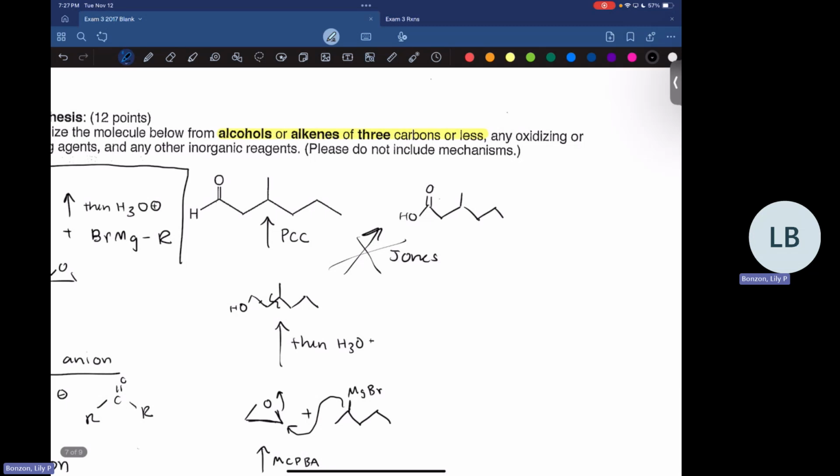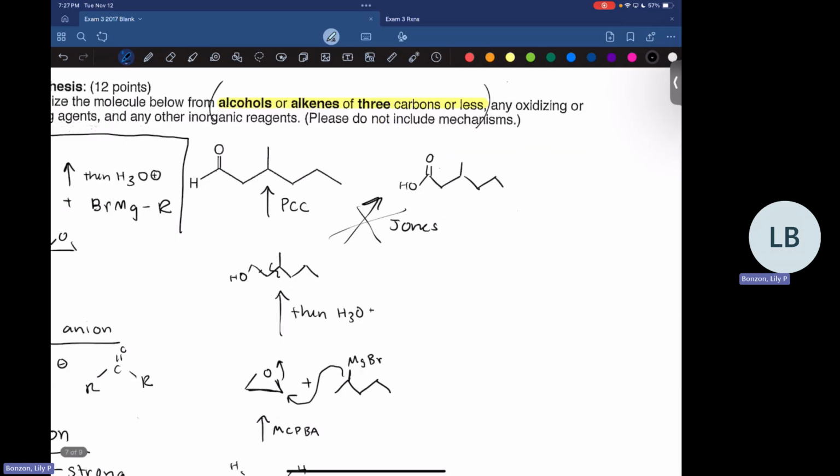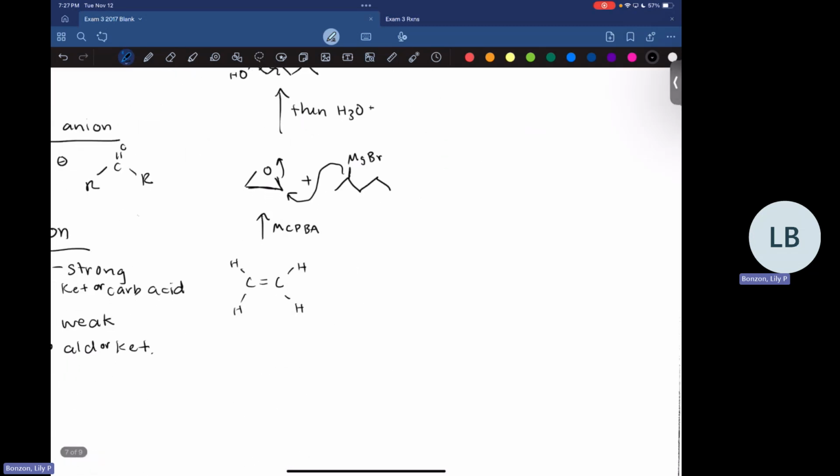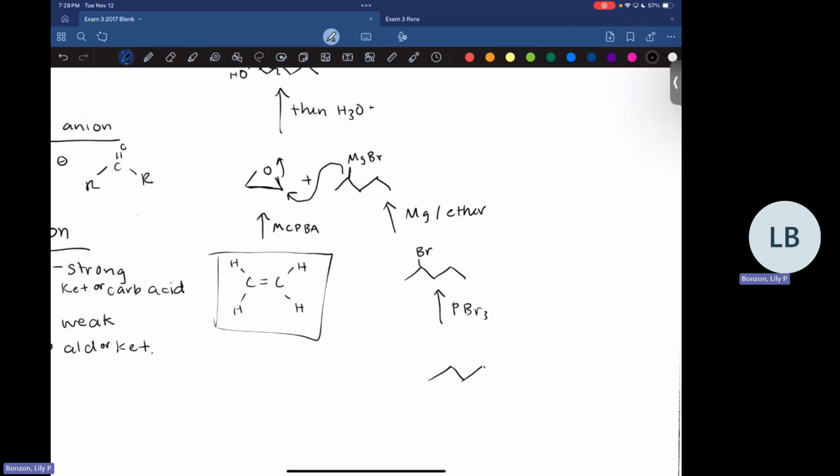And I probably should have looked at this at the start, but remember, look at your instructions. Alcohol has alkynes of 3 carbons or less, so this is a 2-carbon alkyne, or sorry, alkene. So this one's good to go. Then for our MgBr, we need to do Mg, ether to turn it back into the bromine. And then from here, we can do PBr3 to turn the bromine back into an alcohol.